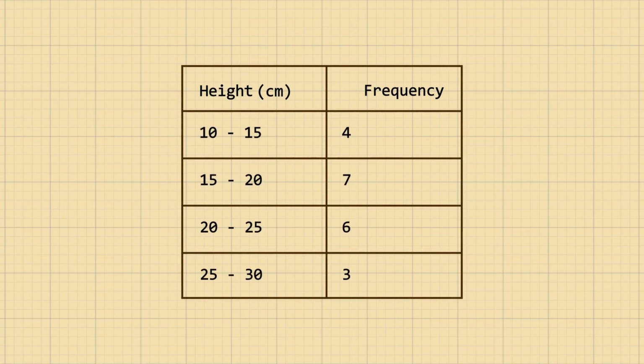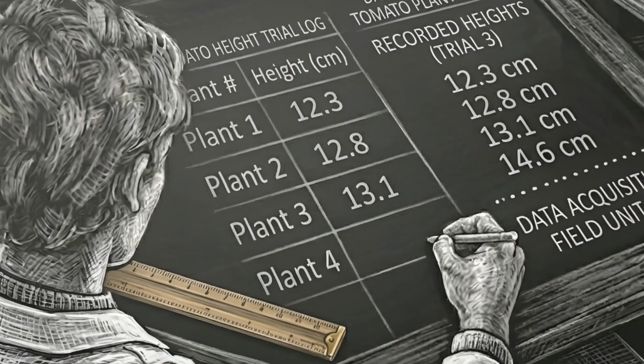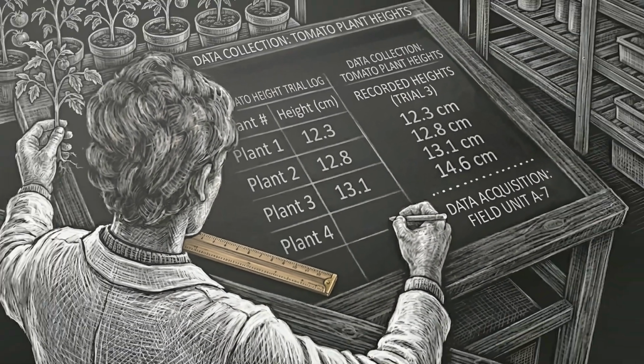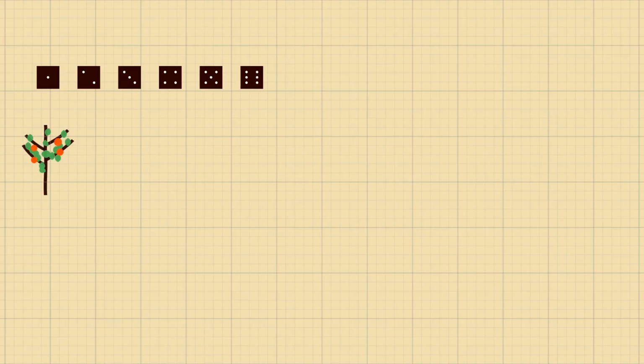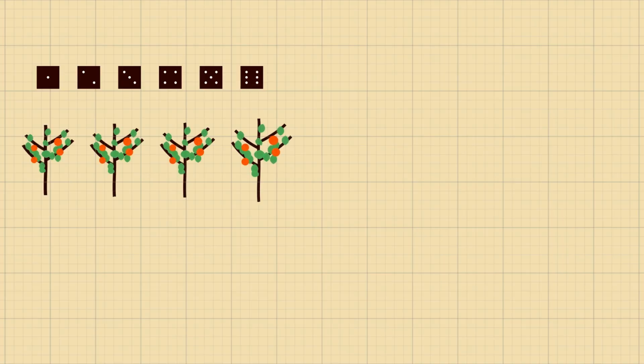Now in GCSE, you may be given a frequency table where the data is presented in a slightly different form. In this case, it becomes impossible to calculate the exact value of the mean. For example, imagine a scientist measuring the heights of 20 tomato plants. Unlike a dice which only produces specific whole numbers from 1 to 6, the heights of tomato plants are continuous. A plant could be 12.3 cm, 12.8 cm, 13.1 cm, 14.6 cm, and so on.